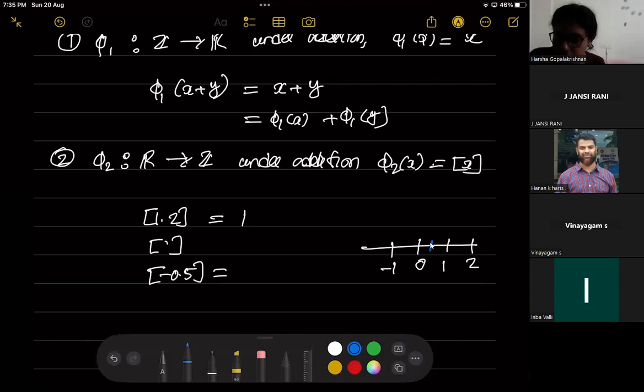Here the integer just below it is 0. So what it actually says is we will collect all the integers below this blue point. That means 0, minus 1, minus 2, everything we will collect. Out of this, what is the greatest one? It is 0. So greatest integer of this one will be 0. So what will be greatest integer of 1.2? 1.2 will be somewhere here, right? So the integer below this is 1. So greatest integer of 1.2 will be 1.